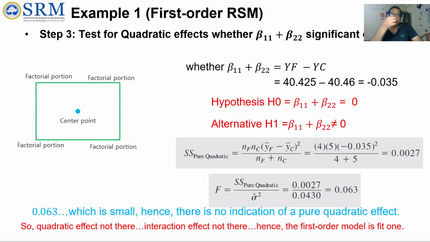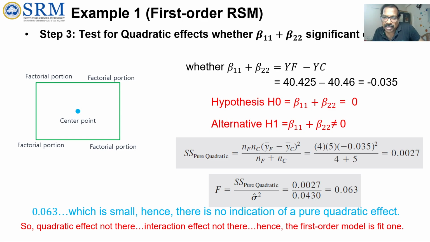Then the next step is the test of quadratic effect. For calculating the quadratic effect, we need to calculate beta 11 plus beta 12. For that, we need the responses of the factorial points minus the response of the central point. The factorial points are 1, 2, 3, 4, each having some responses. Average minus center. We did 5 repetitions of that average. By doing that, we get a value of minus 0.035.